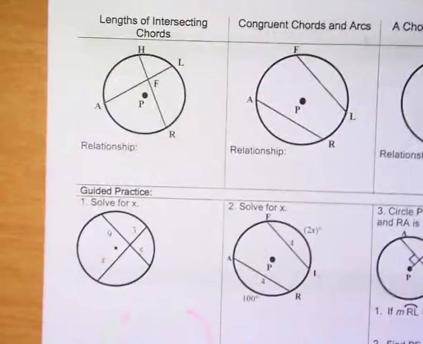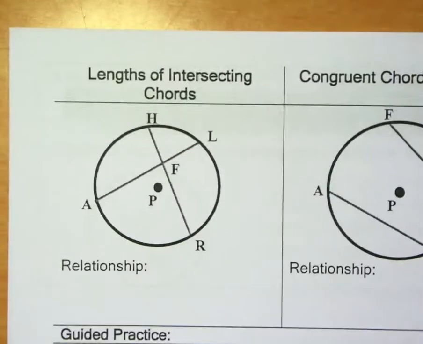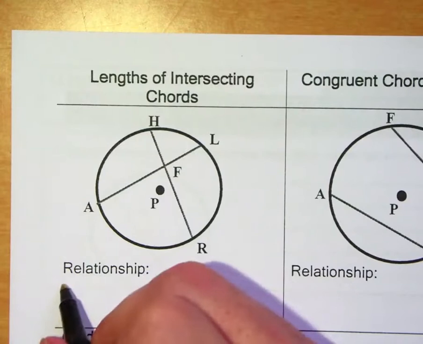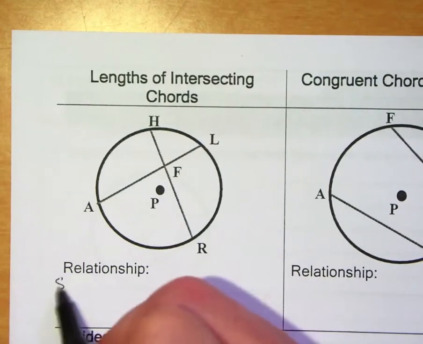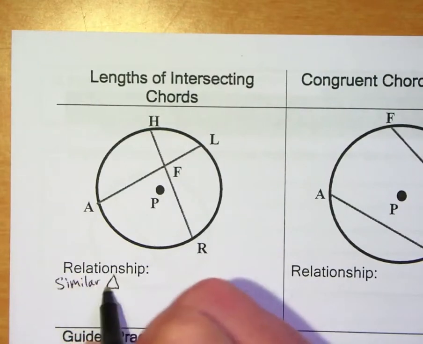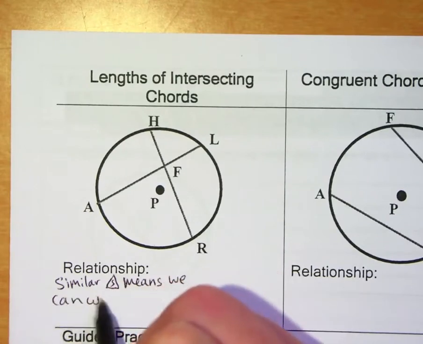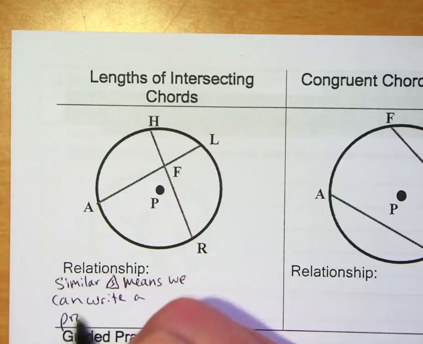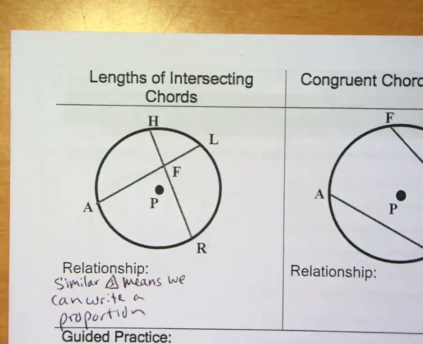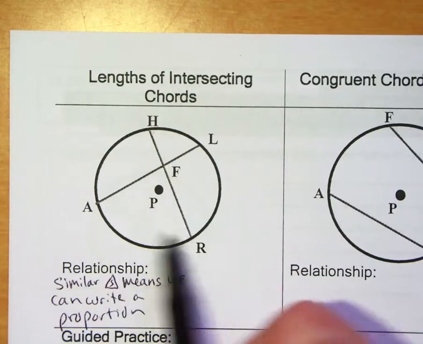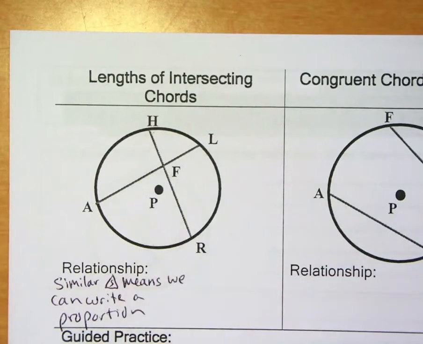So if I move to my other side, we'll finish up this relationship and then look at two others quickly. The length of these intersecting chords, the relationship as we'll summarize it: similar triangles means we can write a proportion. And we don't have to create the triangles every time. Some might say, do you have to pretend like these are the triangles here, or could I have made them here? It works either way. It really doesn't matter.